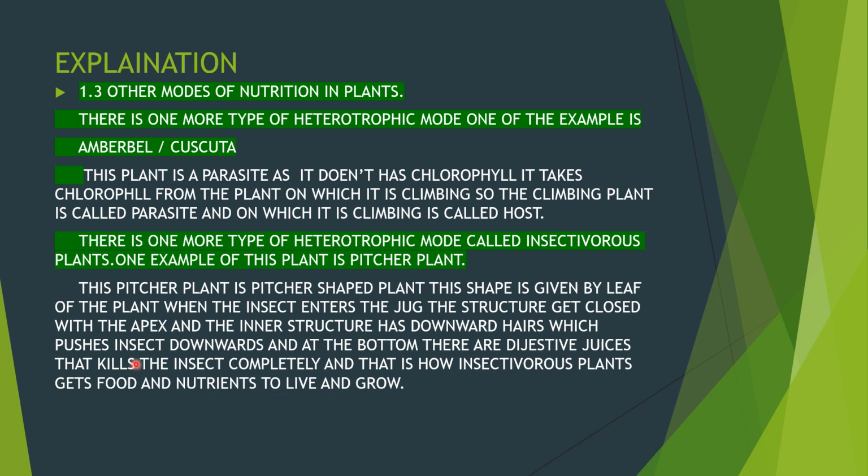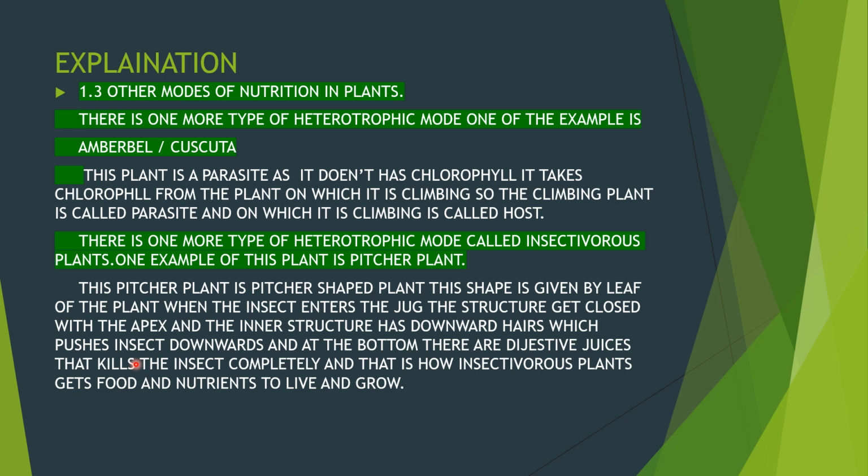So this is a pitcher plant. Its leaf is shaped like a pitcher, and there is a lid to it. Then the plant sits on the jug-like shape. The leaf's lid is closed down, and there are downward-pointing hairs in the jug-like thing, the pitcher in it.